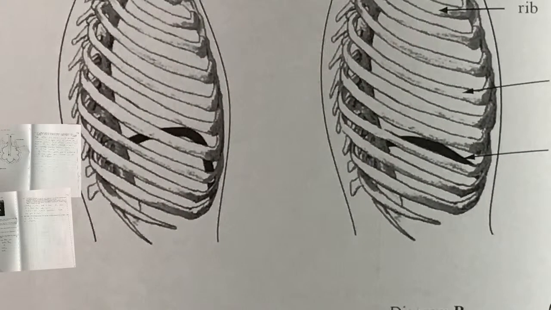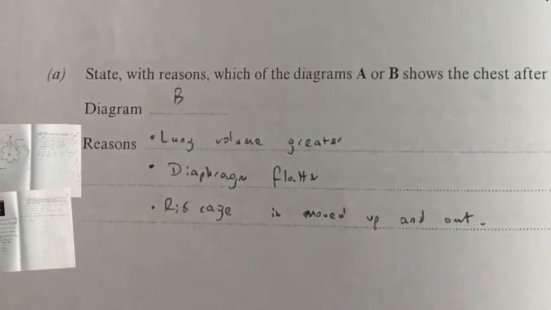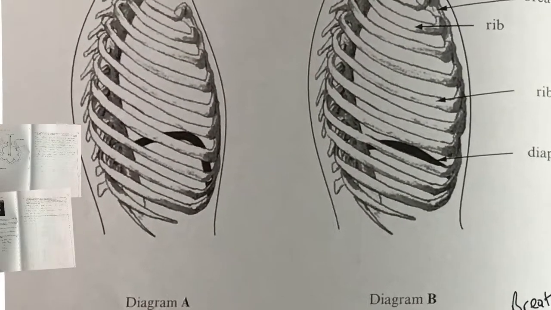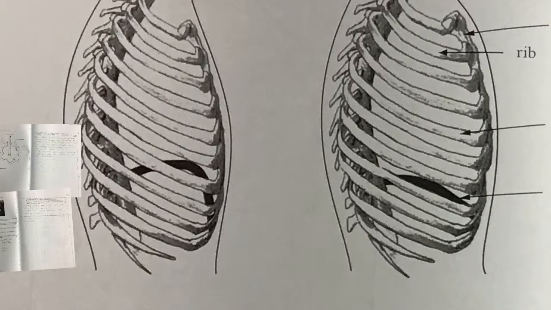2, our diaphragm is flatter. We know that the diaphragm is flatter when it's inspired, breathing in. See, it's curved there, it's flat there. And finally, our rib cage is moved up and out. Can we see that the rib cage is slightly more down? You can't tell that much of a difference, and it's not as far out.